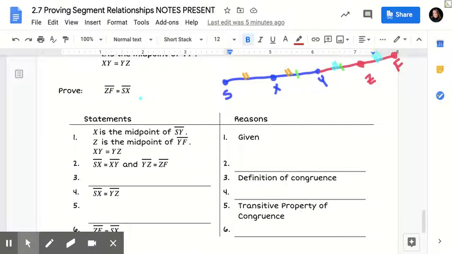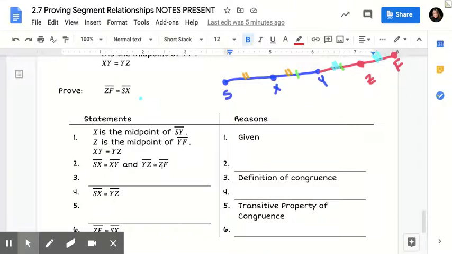All right, so starting with the given information, just listing everything. X is the midpoint of SY, Z is the midpoint of YF, and the length of XY is equal to YZ. The reason is given. Now from that, I can say that SX is congruent to XY, looking at my picture to help me understand what's going on here. SX and XY are congruent, and the reason for that is because X is the midpoint. So this would be definition of midpoint.